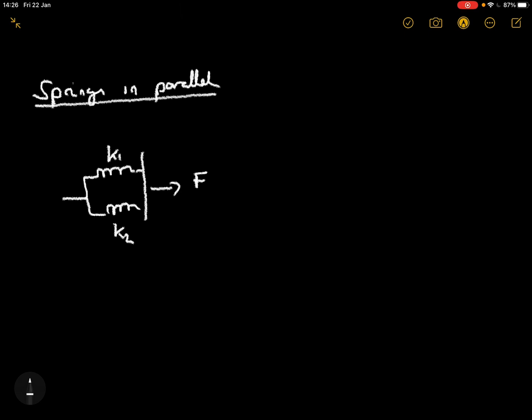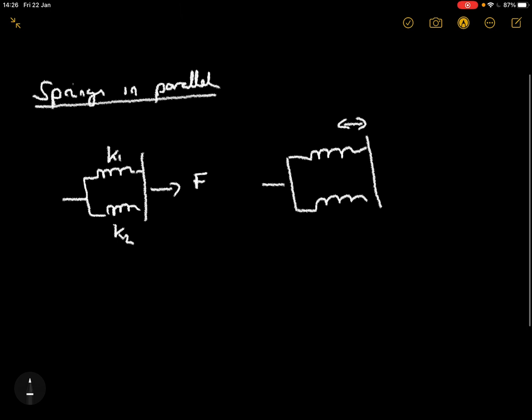K2. Now, the outcome of this is that, because of the way the system is designed, they must extend to be the same length. Okay, so the extension X is the same for both when we've applied this force. So what we can do is we can say, okay, we've got that the force is equal to the effective spring constant multiplied by the extension.